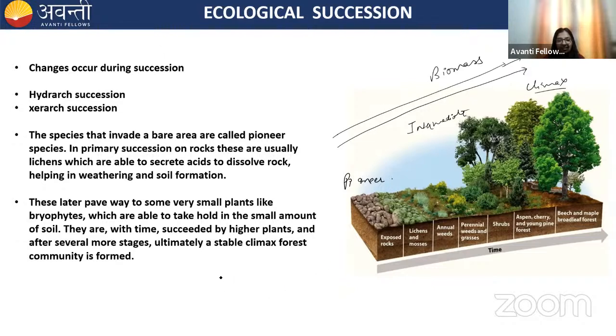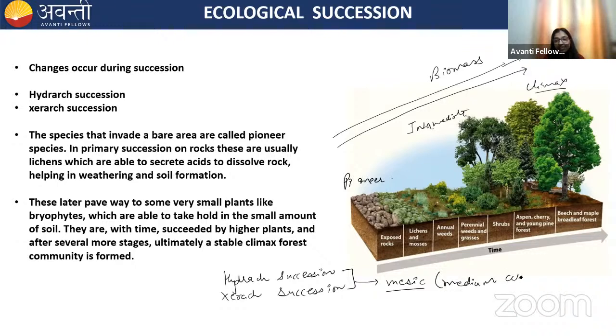And whether it's a hydrarch succession, the succession which takes place in water, or a xerarch succession, the succession which takes place in dry areas, both successions lead to a condition called mesic. Mesic means where medium water conditions are present, that means not too dry and not too wet.